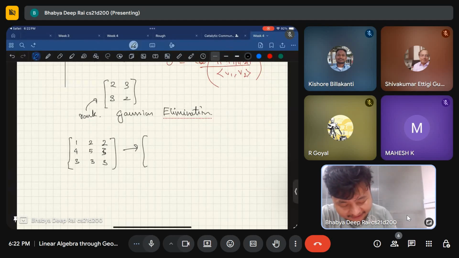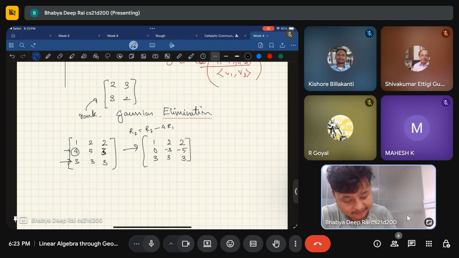We subtracted, right? Let's remove the 4. So R2 equals R2 minus 4 times R1. That will give 0, then 5 minus 4 twos, which is 8, so minus 3. And this will be 3 minus 4 times 2, which is 8 again, so that's minus 5. And this will be 3, 3, 3.